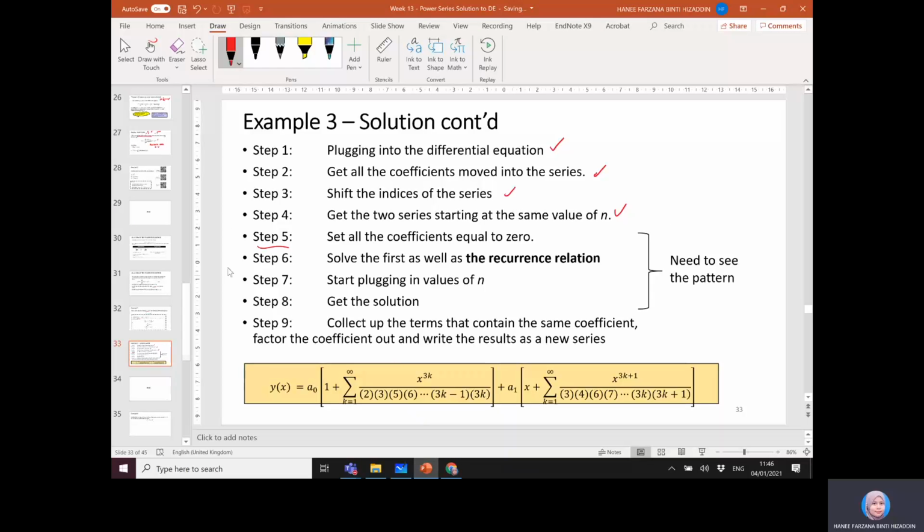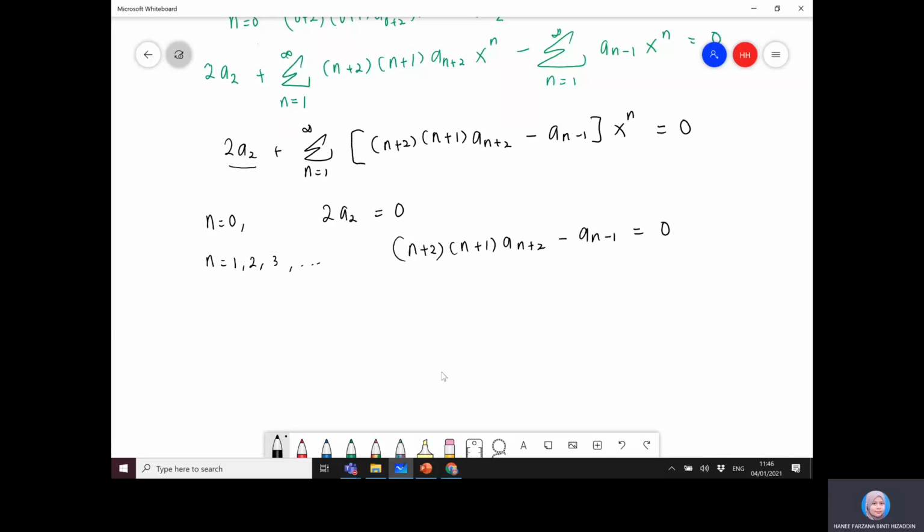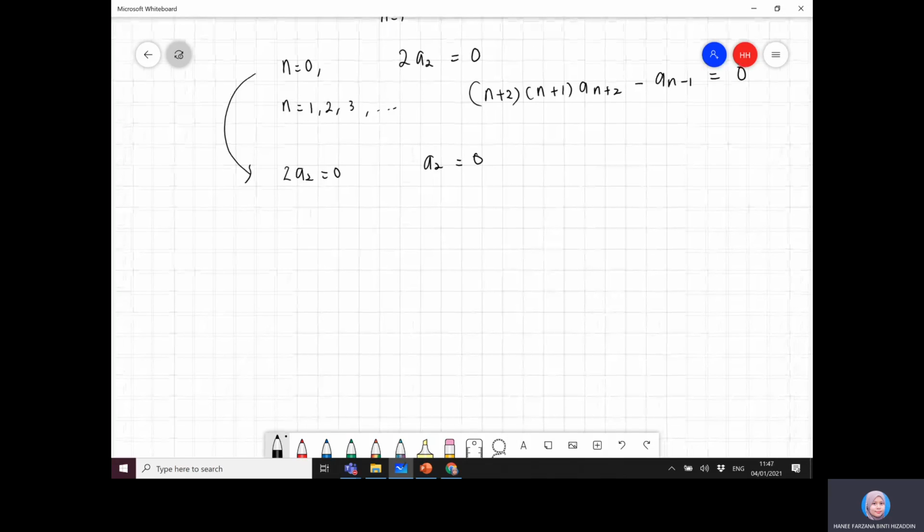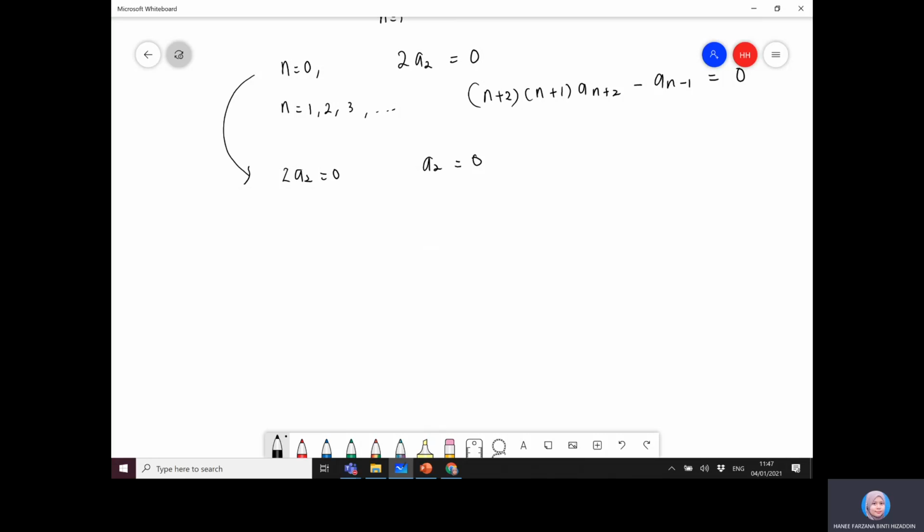And then we go to step number 6, which is to solve the first equation as well as the recurrence relation. And then we'll do steps 6, 7, and 8 all together. Okay, so next we want to see the pattern there. Step number 6 is to actually solve for the coefficients. So for this, 2a2 equals to 0, then you can solve it directly that a2 equals to 0. But now we want to see what happens when n equals to 1, when n equals to 2, n equals to 3, and so on. So let's see what happens when n equals to 1.